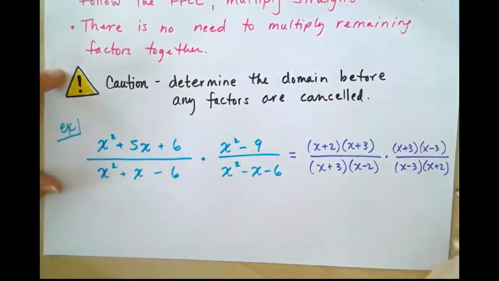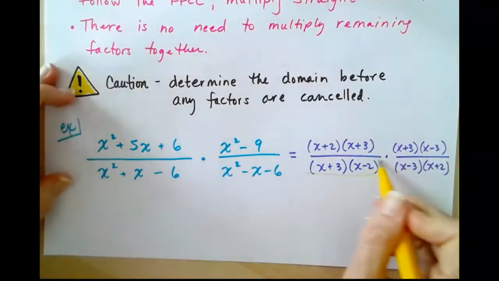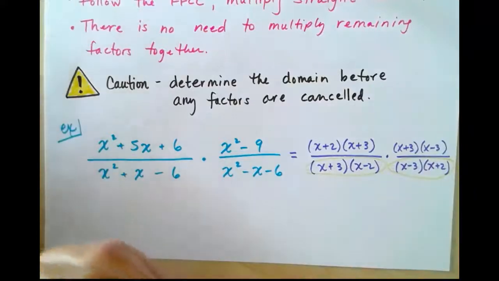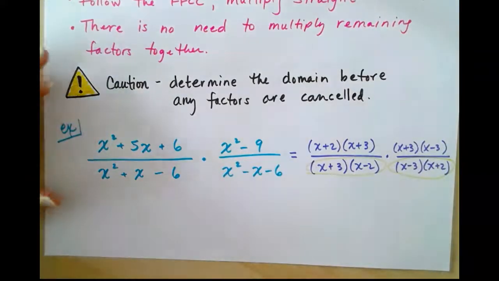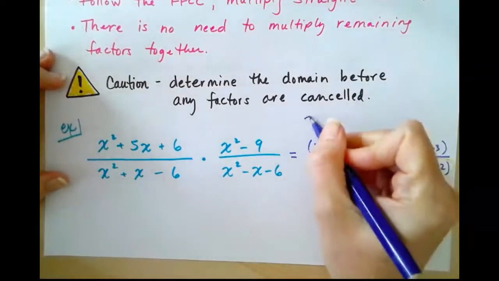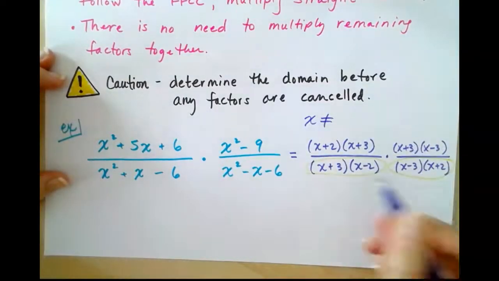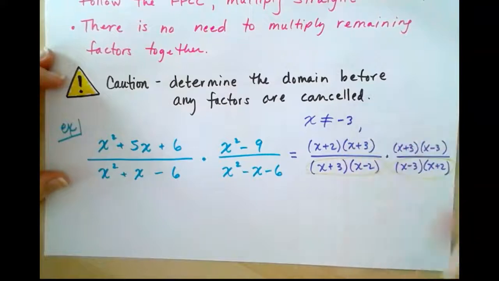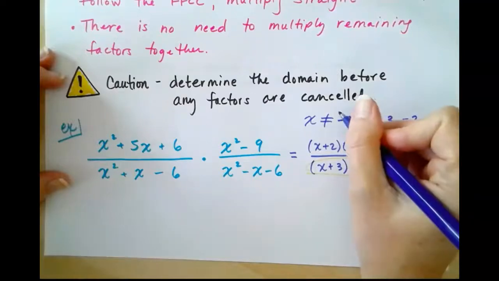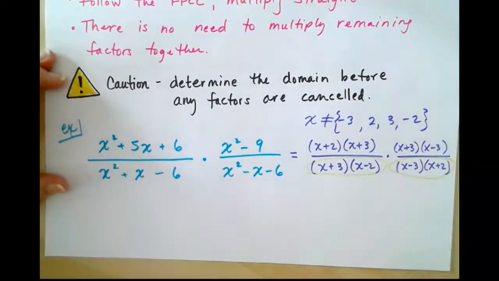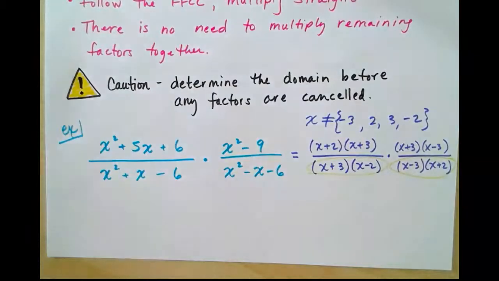Stop. Caution right here. Before anything gets canceled, we need to look at the denominators. So here's a denominator and here's a denominator. Look at both of them and ask what's going to be restricted from the domain. So our domain restrictions: x cannot equal negative 3, positive 2, positive 3, and negative 2. So those are our 4 domain restricted values.